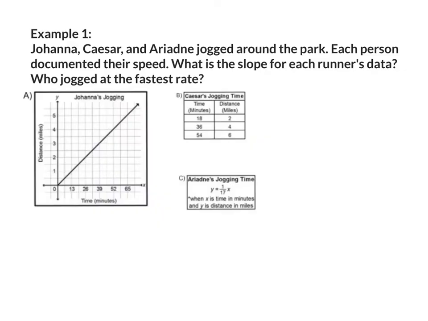Example number 1. Joanna, Caesar, and Ariadne jogged around the park. Each person documented their speed. What is the slope for each runner's data? Who jogged at the fastest rate?